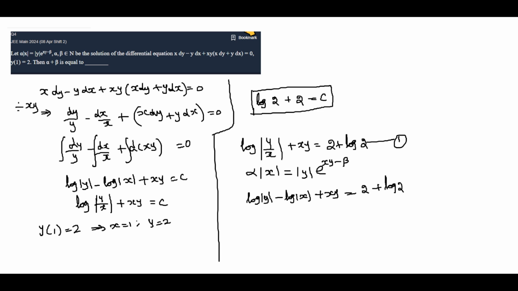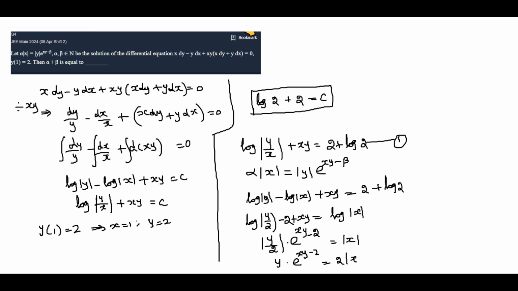So take it as log mod x on the right side, log mod x, which is equal to log mod y by 2 minus 2 plus xy. Okay, now taking exponential, so that log will be cancelled, mod y by 2 into e power xy minus 2, which is equal to mod x. So y into e power xy minus 2 equal to 2 times of mod x.